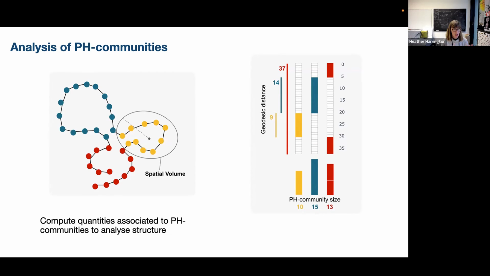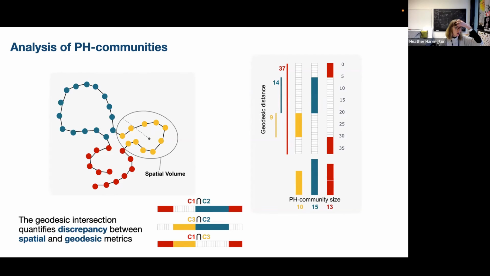So we use these measures of geodesic distance, persistent homology community size, and the spatial volume to compute geodesic intersection. Sorry, we're actually looking at a statistical test for the intersection, because we want to quantify the discrepancy between the spatial and the geodesic matrix metrics. We can do this with a statistical test to get a p-value. I hope I have a slide that gives you some indication, but that's another measure of the pH community: the difference between the spatial and the geodesic distances on these curves.